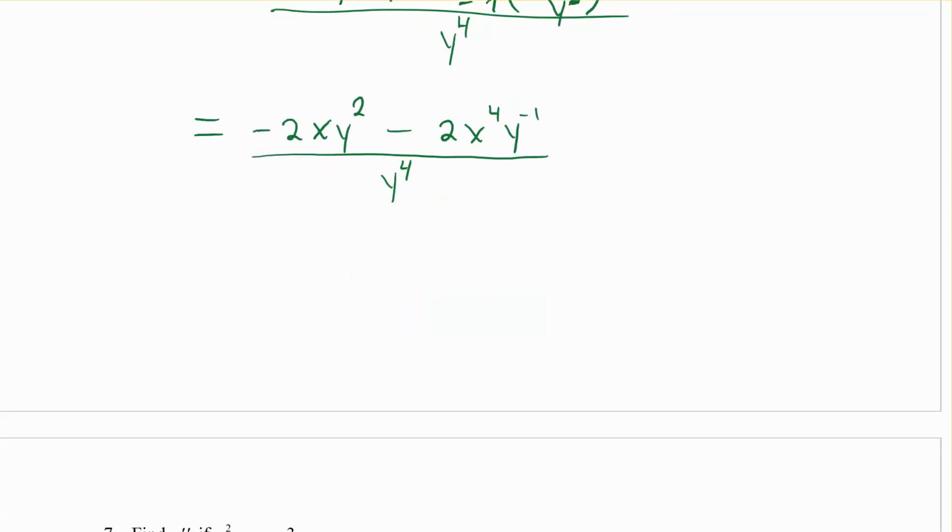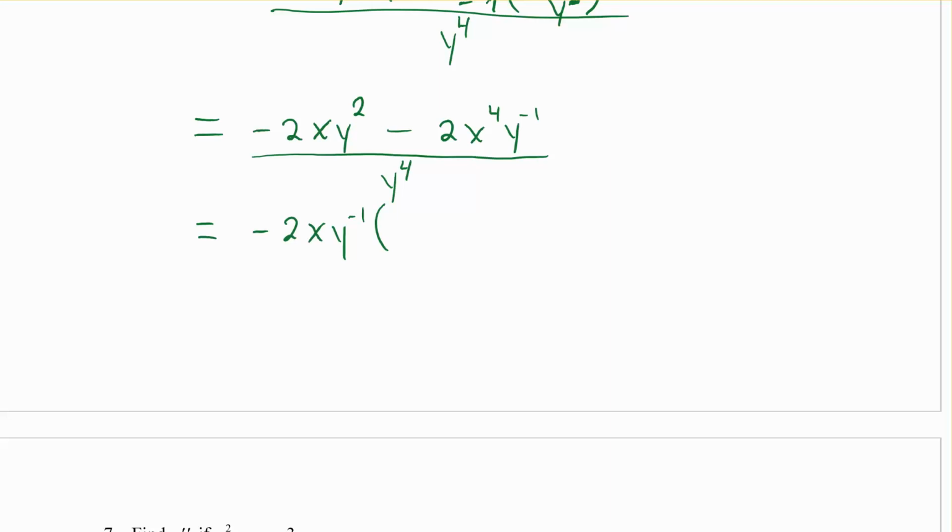Now what I'm going to do is factor out what I can on the top here. What I'm going to be able to factor out here is negative 2x, and that's obvious, right? I'm going to take out a negative 2 and one of the x's. But what's maybe not as obvious is that I'm going to take out this y to the negative 1. That's also going to make it kind of nice and neat. So I'm going to take out y to the negative 1 and then see what we have left.